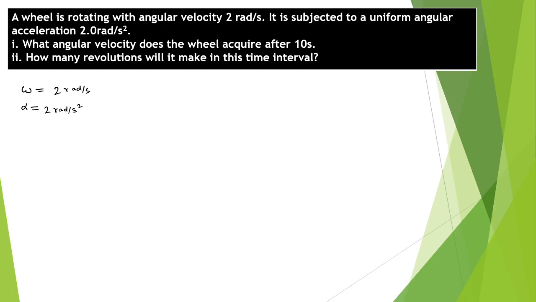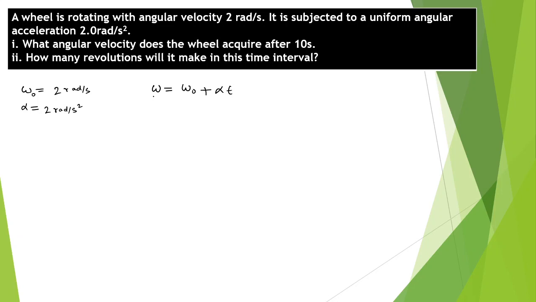So what we have to find out? We have to find out the angular velocity of the wheel after 10 seconds. So according to the question, omega is given, that is 2 radian per second. That means the initial angular velocity is given, that is omega naught, right? We know from the angular velocity equation, that is omega equals omega naught plus alpha t.